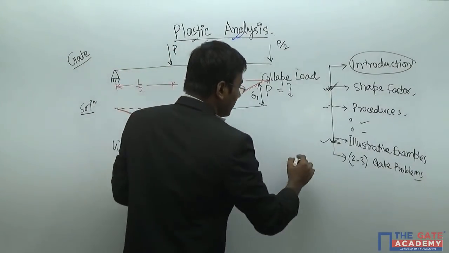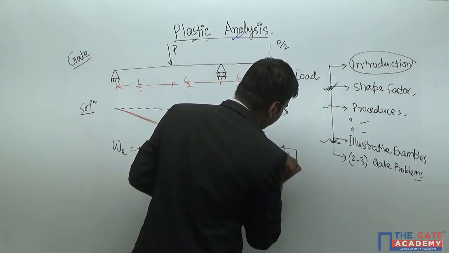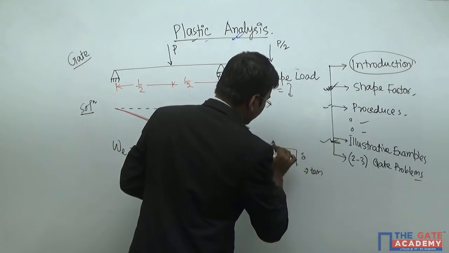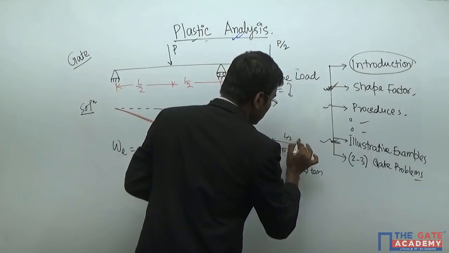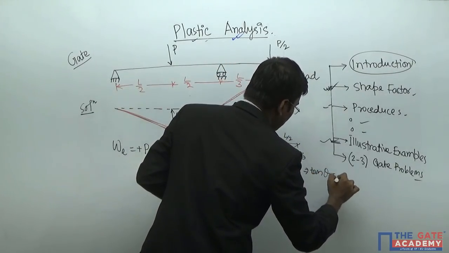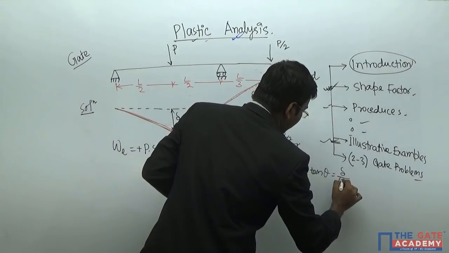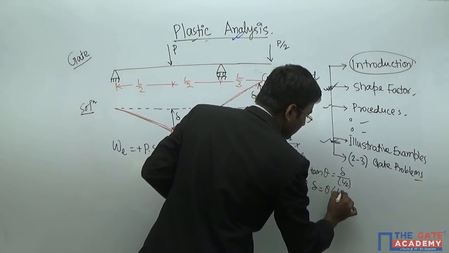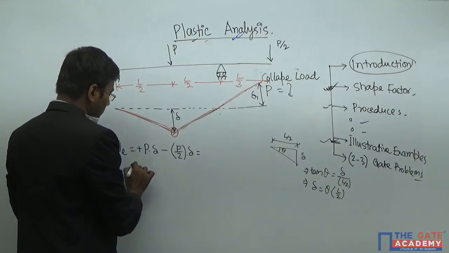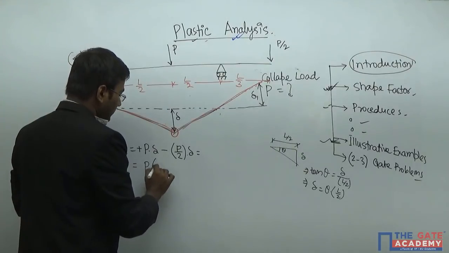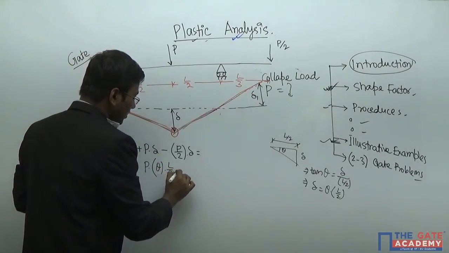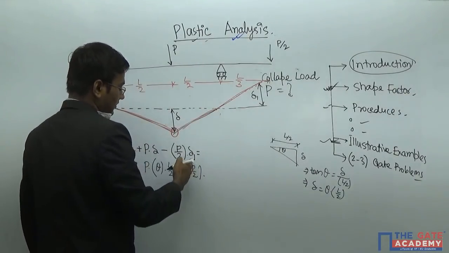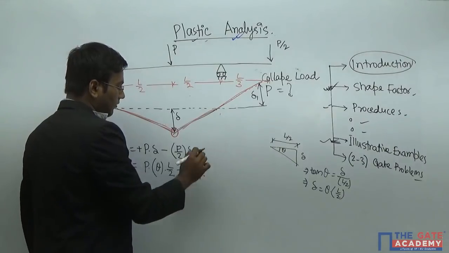Now please find what is delta. You can also find it out. This is theta, this is delta. So we can write tan theta for the first case, this side equal to L by 2, tan theta equal to delta by L by 2, right? So delta equals theta into L by 2. So we can write P into theta into L by 2 minus P by 2 into delta 1. So what is delta 1?